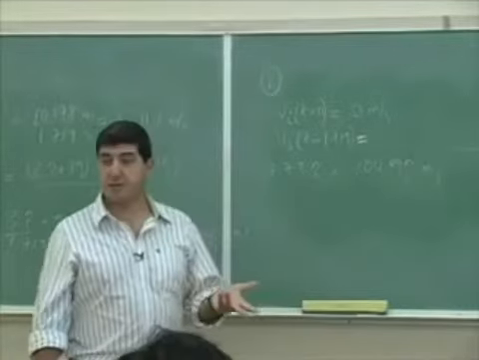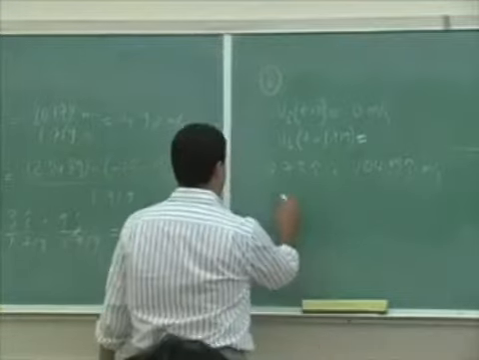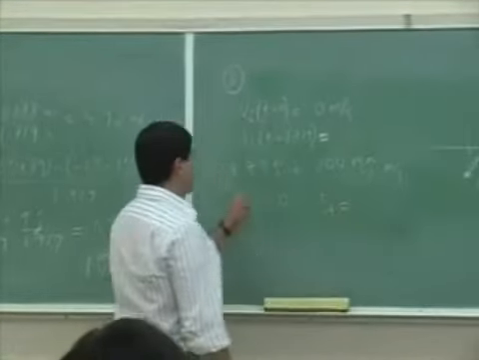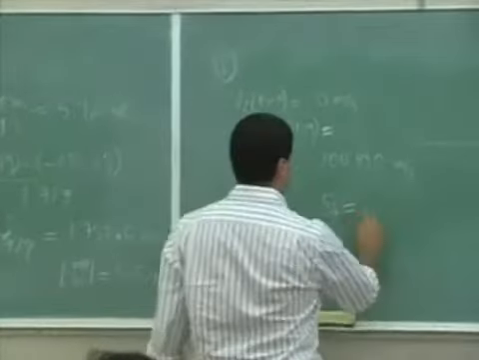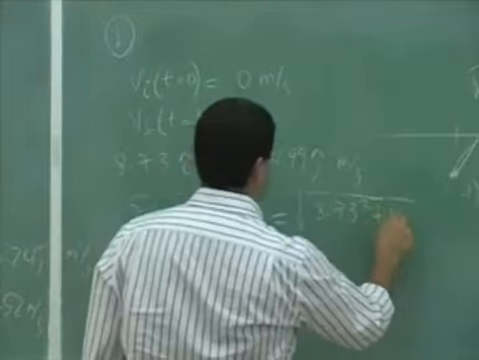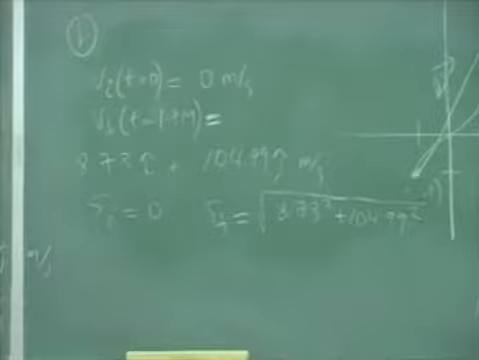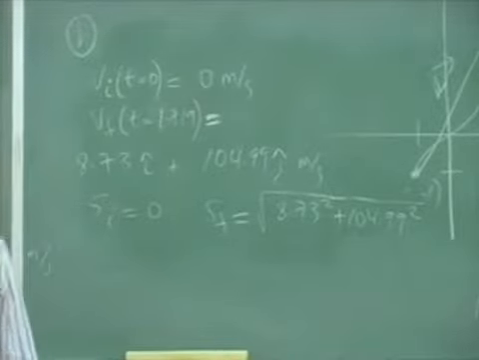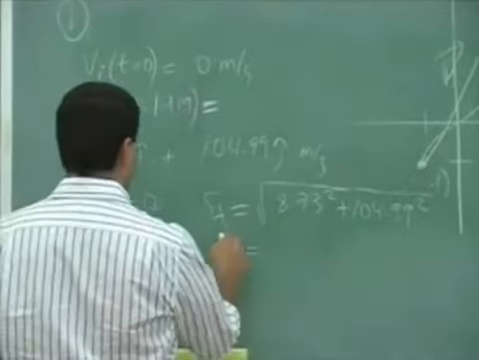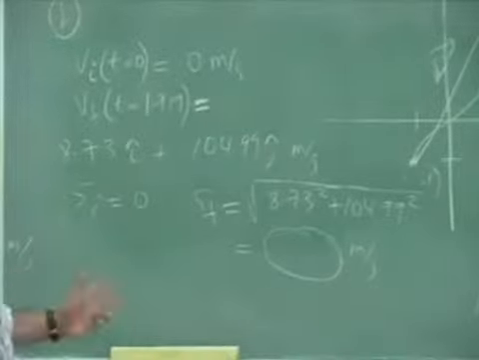As far as the speed, it is the magnitude of the velocity vector. So initial speed is 0. The final speed is the magnitude of that. So square root of 8.73 squared plus 104.99 squared. And that gives you the final speed. You'll get a certain number, and that's the final speed.